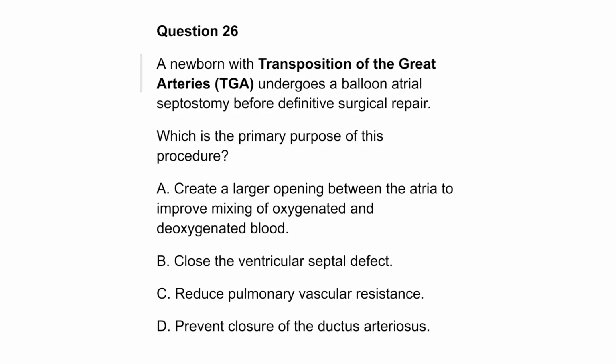repair. Which is the primary purpose of this procedure? A. Create a larger opening between the atria to improve mixing of oxygenated and deoxygenated blood. B. Close the ventricular septal defect. C. Reduce pulmonary vascular resistance. D. Prevent closure of the ductus arteriosus.